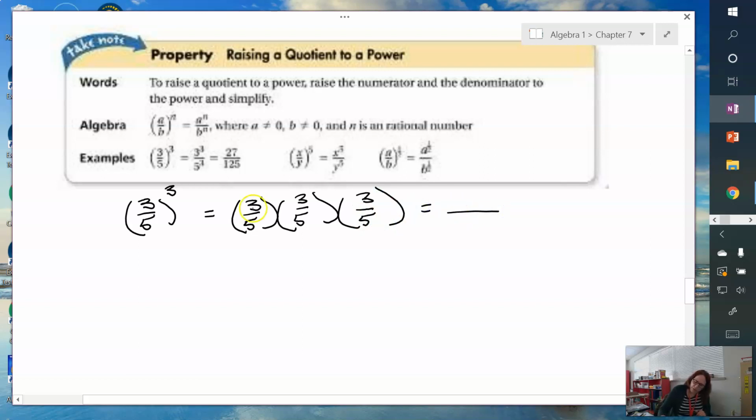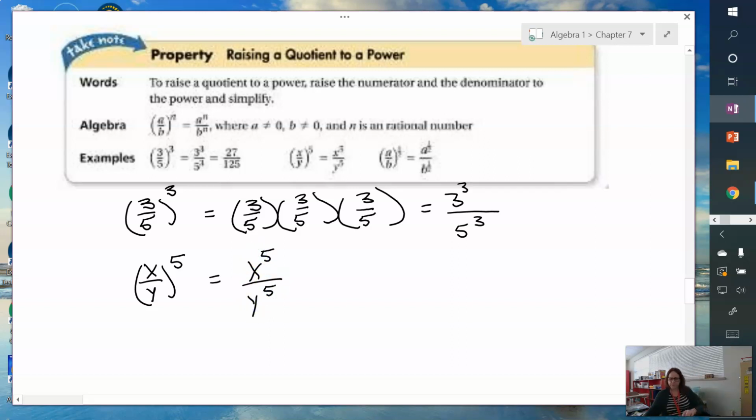which gives me in my numerator of 3 times 3 times 3, which is 3 to the third, and my denominator is 5 times 5 times 5, or 5 to the third. So I could write it out or just use the shortcut. Raise the numerator to the power, raise the denominator to the power. So on another one, we have x over y to the 5th. If I just use the shortcut, my numerator, x, is raised to the 5th. My denominator, y, is raised to the 5th.